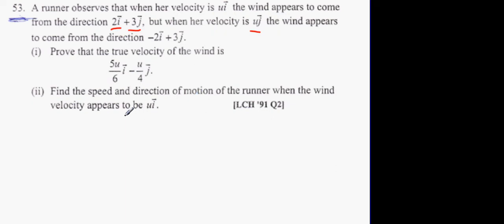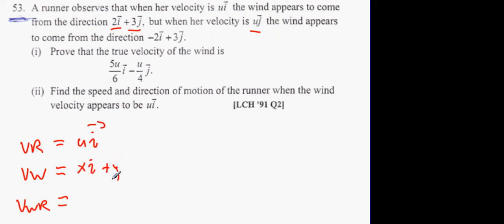Okay, so to start off, we're going to call vR the velocity of the runner, vW the velocity of the wind, and vWR the velocity of the wind relative to the runner. So we get ui for the runner. We're going to call the velocity of the wind xi plus yj. And then the velocity of the wind relative to the runner is minus 2i plus 3j.